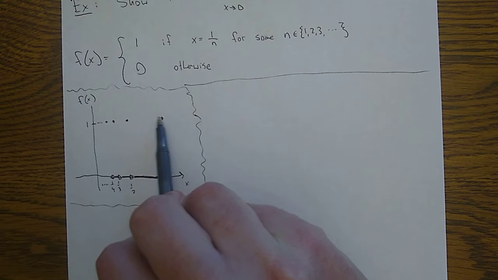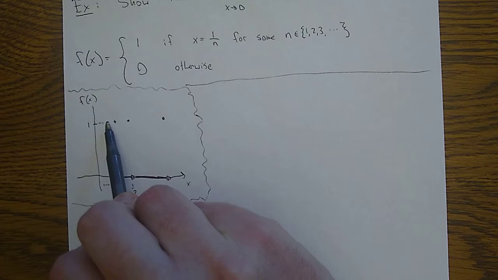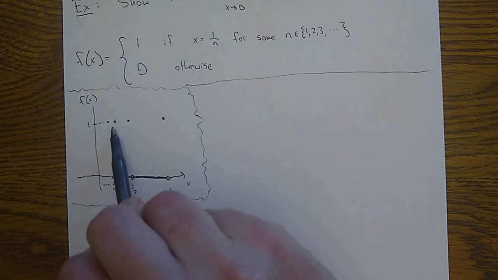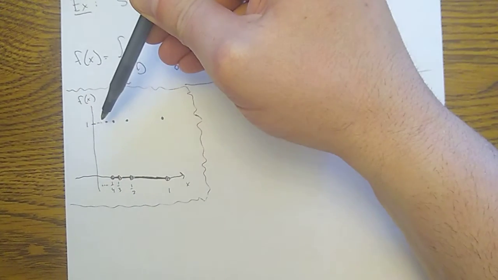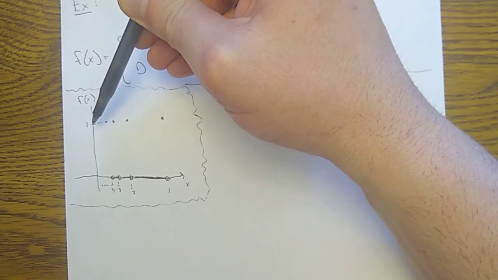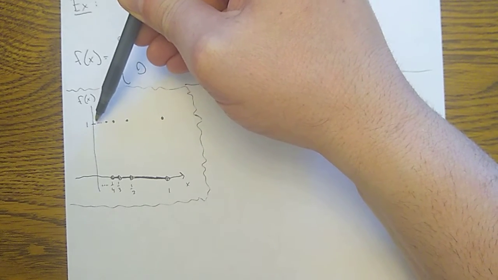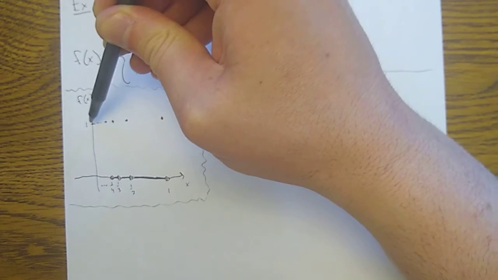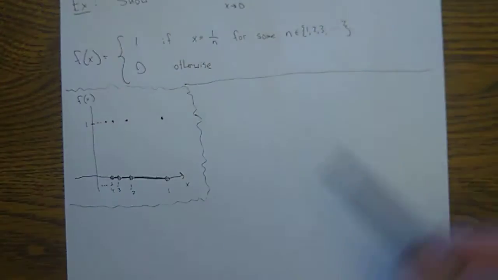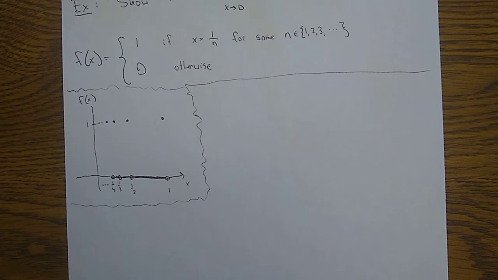When x equals 1, when x equals a half, when x equals 1/3, when x equals 1/4, that's this point. And this would keep going. I just tried to draw a dot, dot, dot here, but f of 1/5, f of 1/6, f of 1/7 would all be 1. So we'd have all these dots up here. All the other values of x, f of x is just 0.